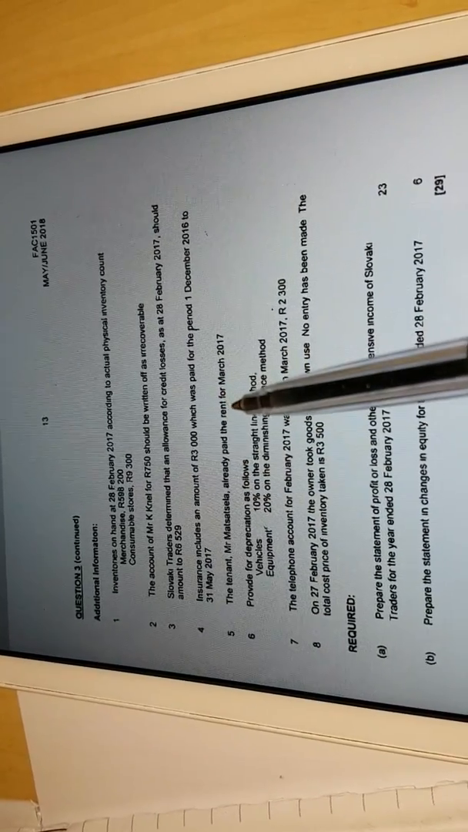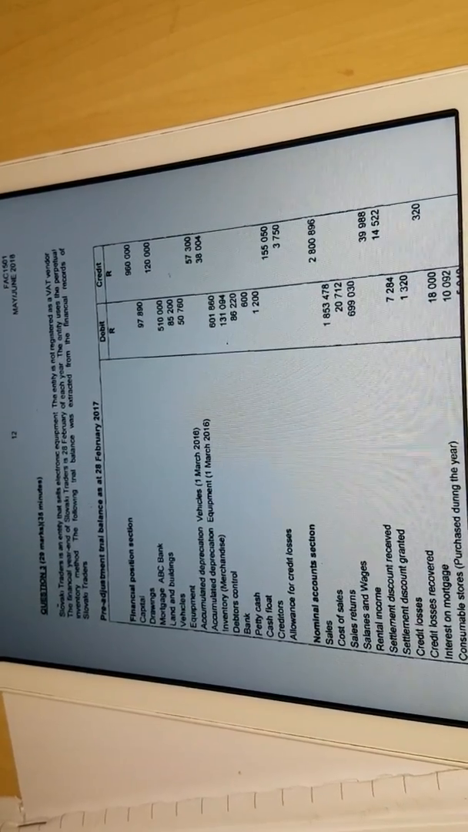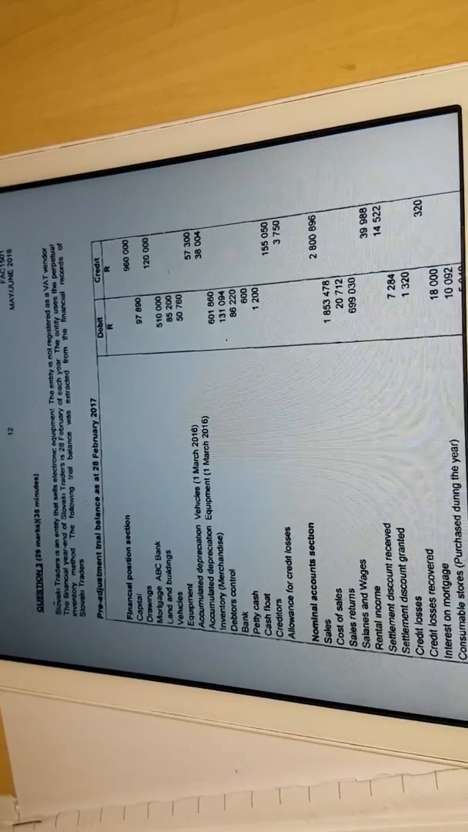Matsatsela already paid the rent for March 2017. Okay, so if Mr. Matsatsela has already paid rent for March 2017, look, our financial year ends at the 28th of February 2017. So it means whatever amount of rent Mr. Matsatsela has paid was extra by 1 month.